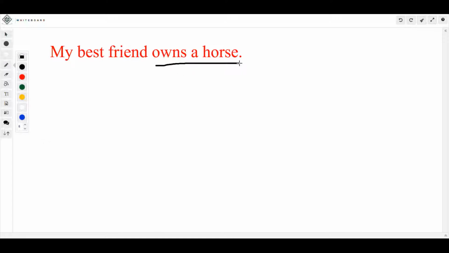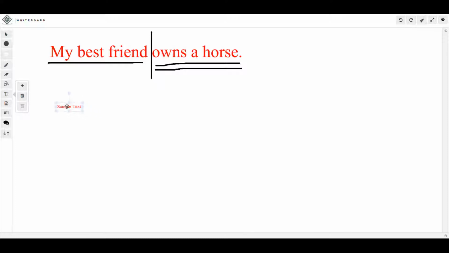Owns a horse. And then to find the subject, you say, who or what owns a horse? My best friend. Okay, we generally underline the predicate two times though. I don't know that they've showed you how to do that just yet. So, my best friend is your complete subject, and this is your complete predicate because this tells about the best friend. All right, now we're going to do another sentence right quick.